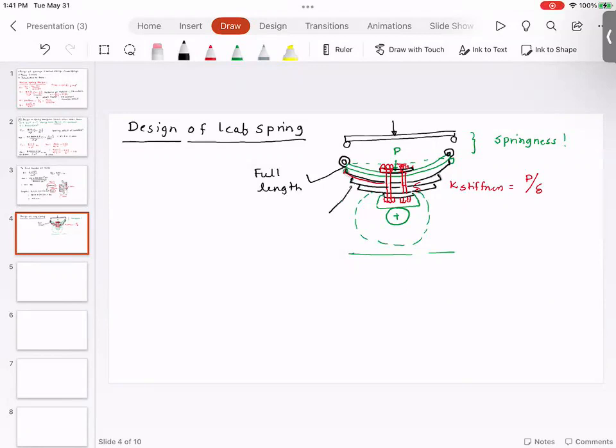You can have graduated length leaf. And then you are going to have something called the U-bolt. And then usually you would have some type of bushings over here. So I'm going to give you both the procedures. So procedure 1.